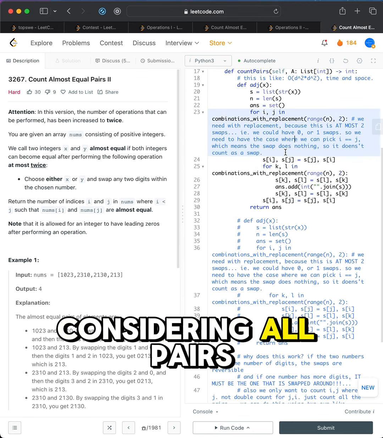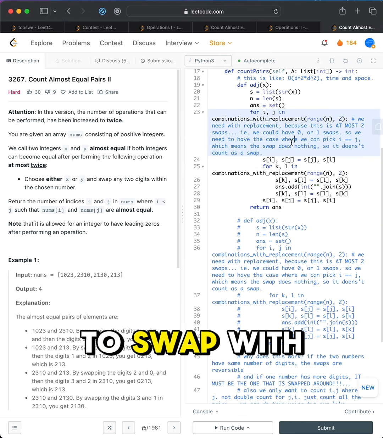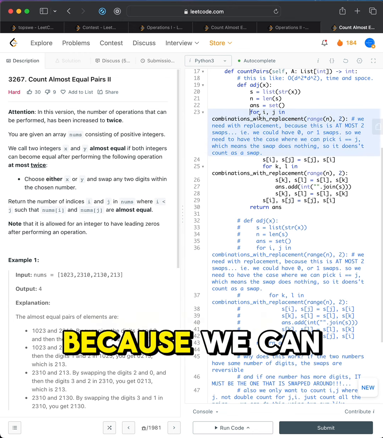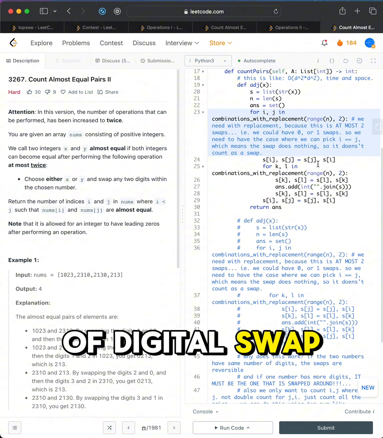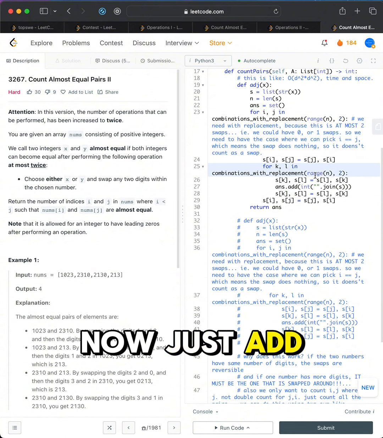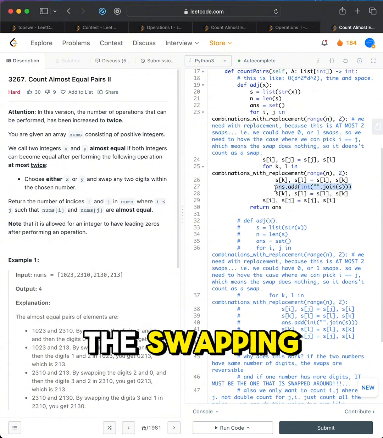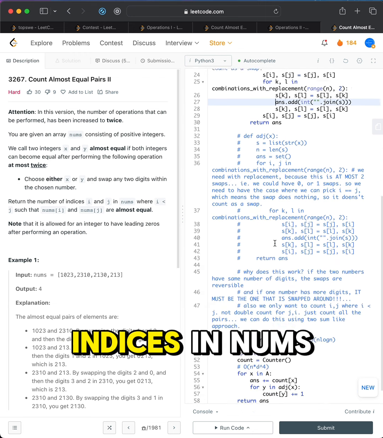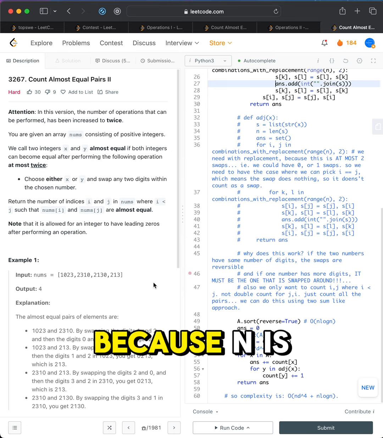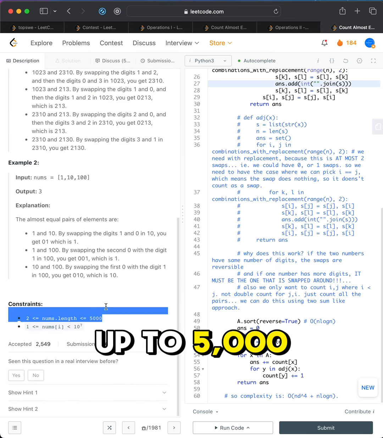by considering all pairs of combinations of digits to swap with replacement because we can still do 0 or 1 swaps, and another pair of digits to swap. Now just add the new number after we simulate the swapping. Now we can't just iterate over all pairs of indices in nums anymore because n is up to 5,000.